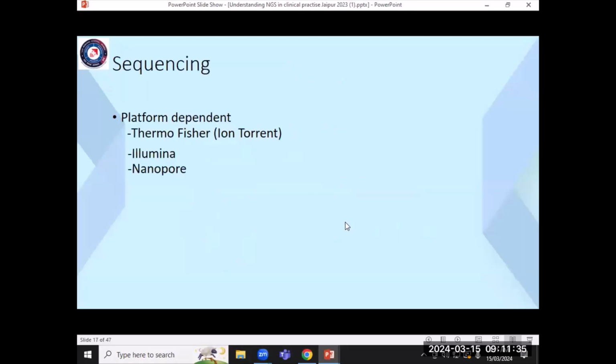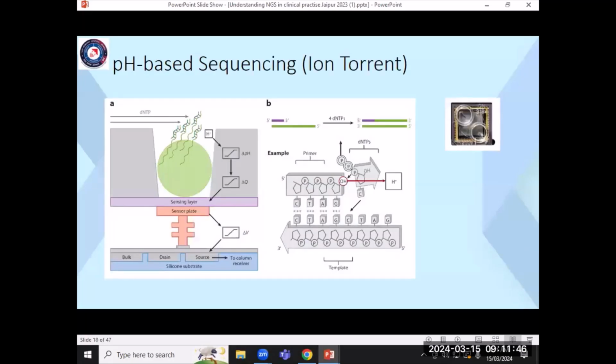So once that is done, as I said, it is Thermo Fisher, Illumina, and Nanopore, which is like a third generation sequencer. When we are looking at one nucleotide, it doesn't require library preparation. For the pH-based sequencing of Ion Torrent, let's not get into the details of the chemistry. Just stay with me, I'll explain it in a simplified manner.